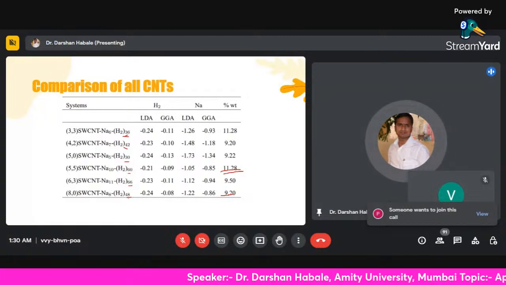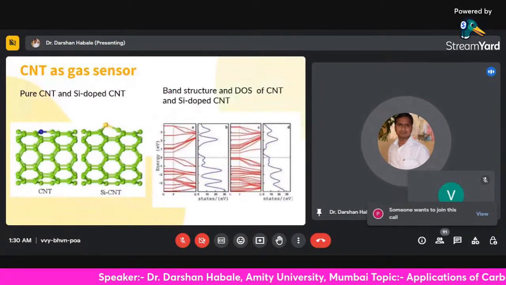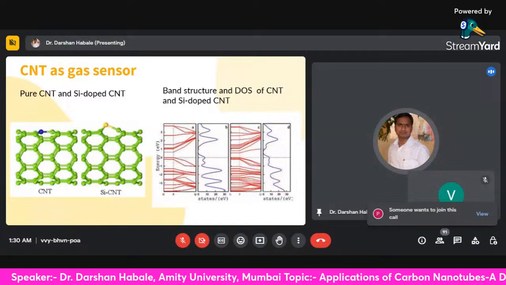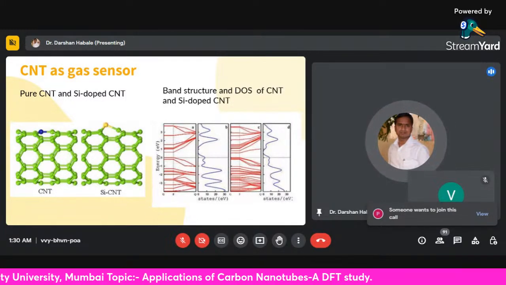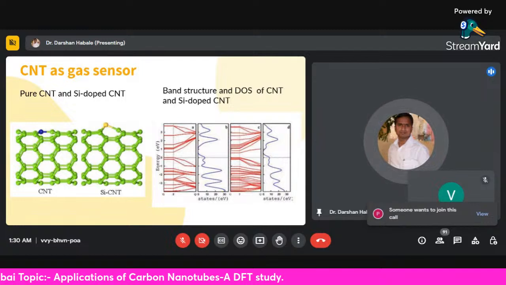This is one part. Another part is another application of CNT, that is CNT as a gas sensor. Okay, so here you can check in this diagram. This is again the 80 carbon SWCNT.